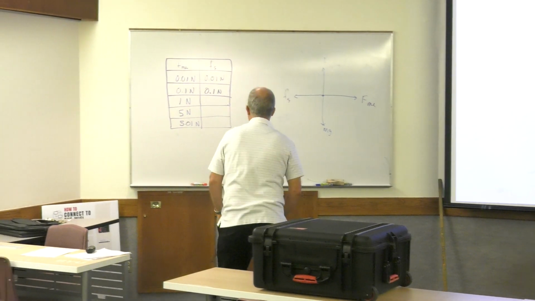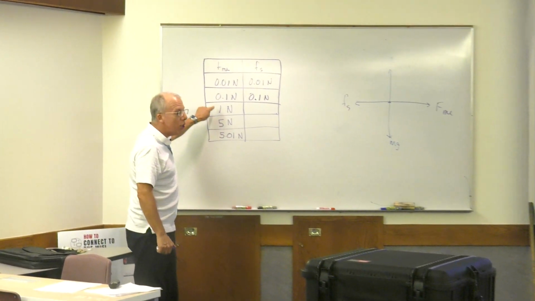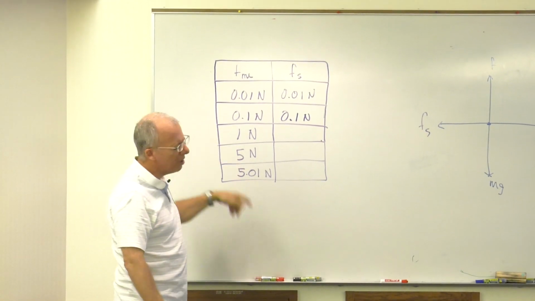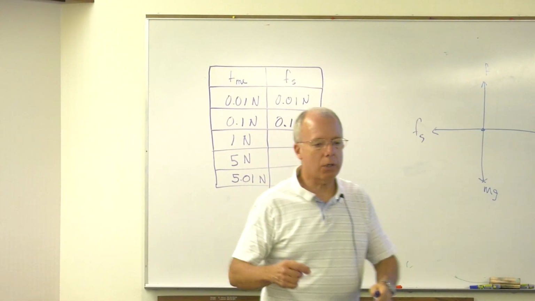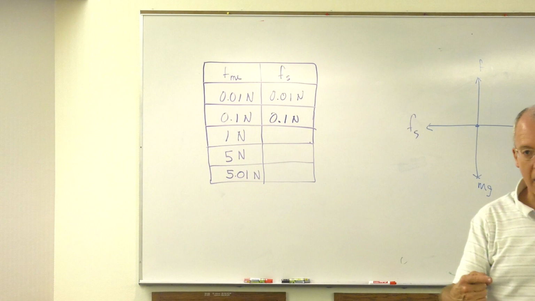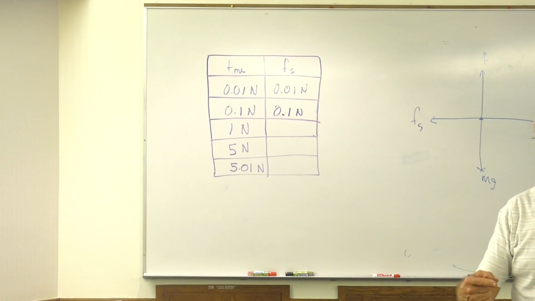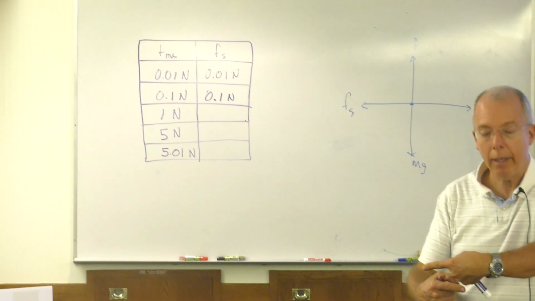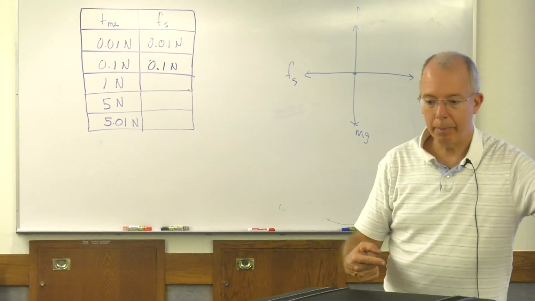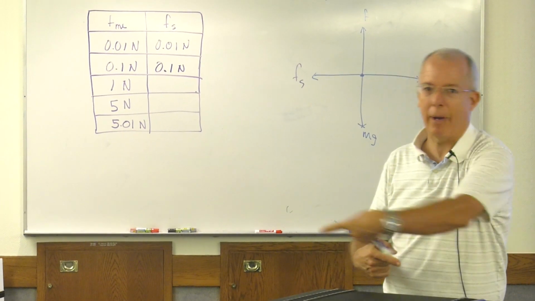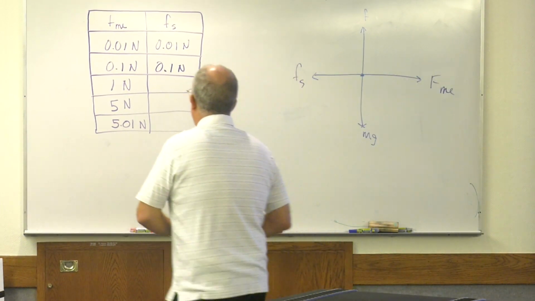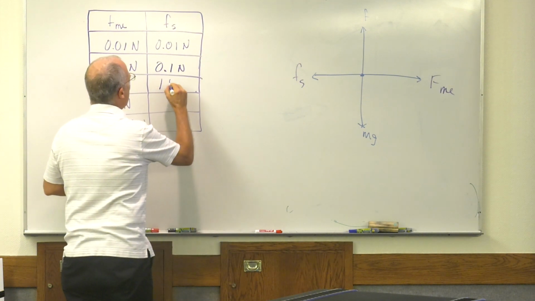Wow. So I pushed on it with 1 newton, and it still didn't accelerate. So I exerted 1 newton this way. It didn't accelerate. So friction had to be 1 newton that way, right? If it were greater than 1 newton, it would accelerate that way, which would be kind of weird. So the frictional force is 1 newton.